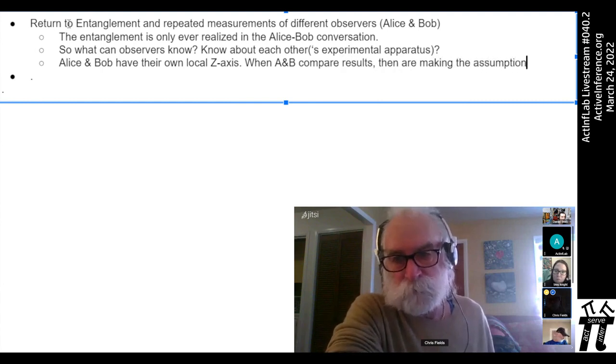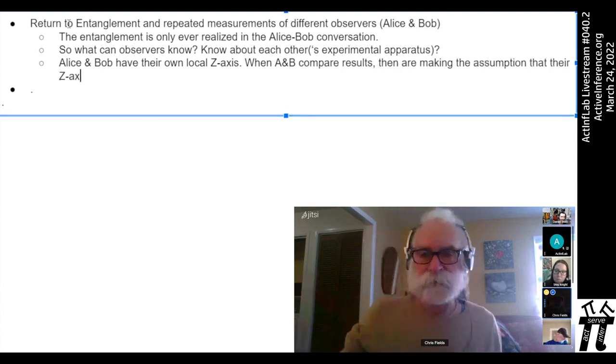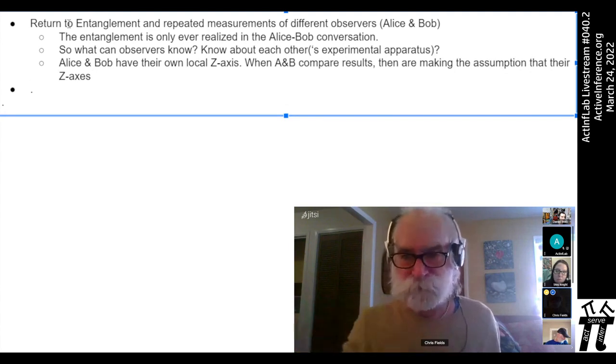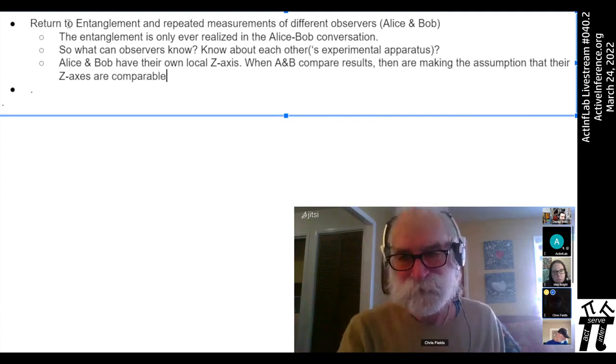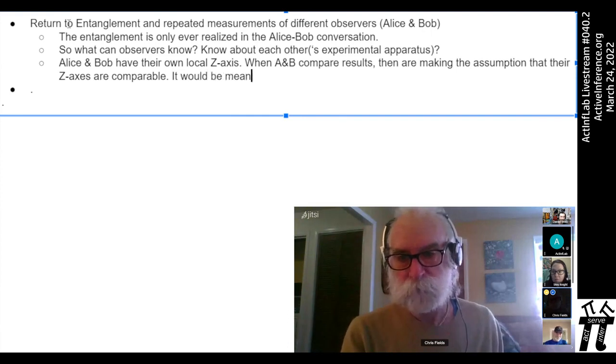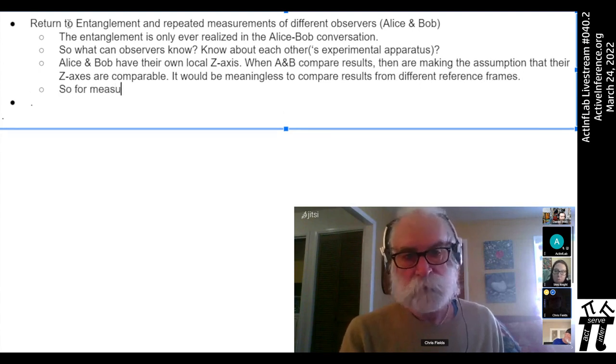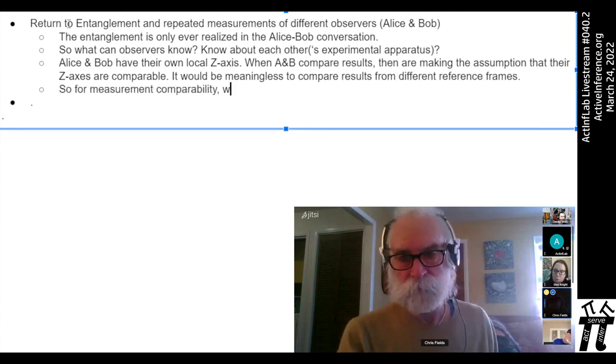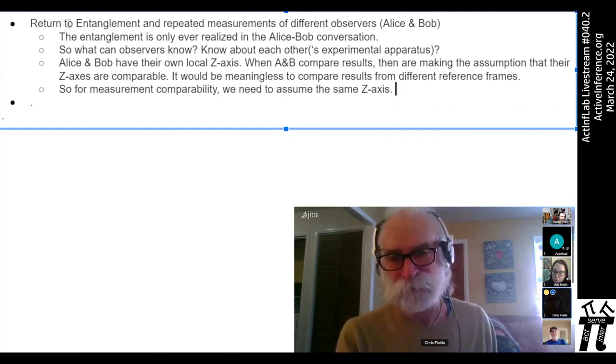So if during the experiment, Bob's z-axis was varying at random with respect to Alice's z-axis, then comparing their results would be meaningless because they'd be measured with respect to completely different reference frames. So we have to make this assumption that they have the same z-axis. Now, interestingly enough, that assumption by itself tells you that Alice and Bob's z-axes have to be entangled.